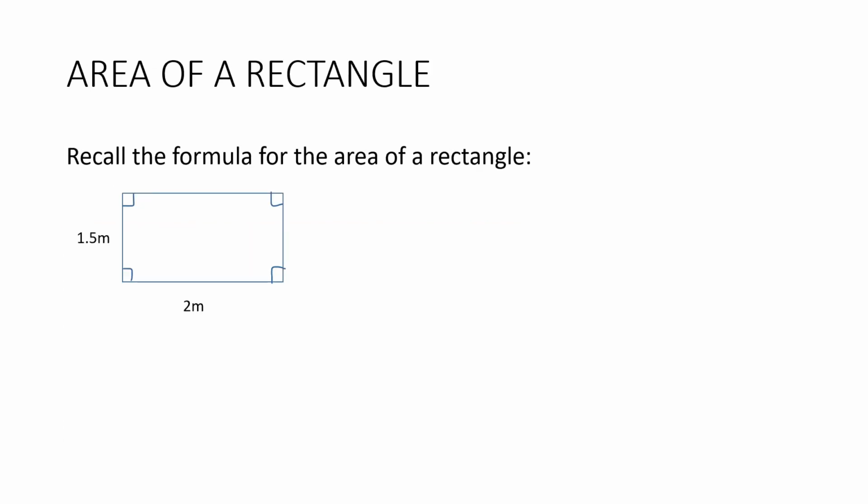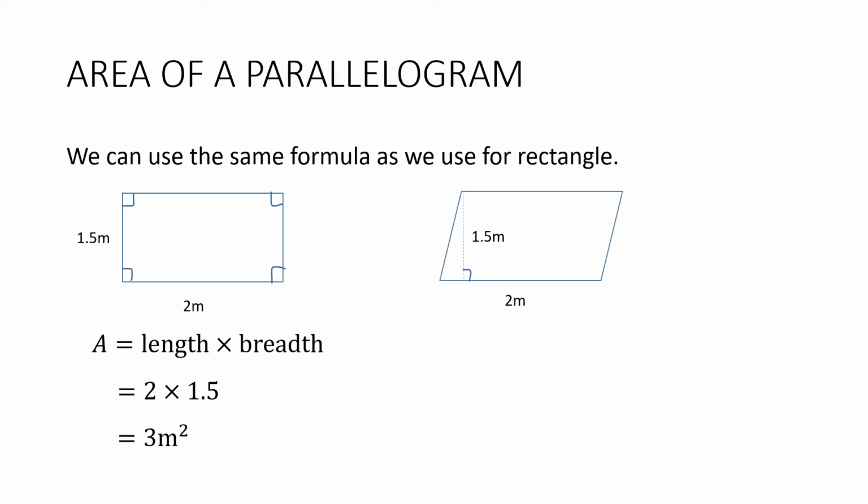All right, let's recall that the formula for the area of a rectangle is length times breadth. So in this case, it's going to be 2 times 1.5, which is 3 meters squared. So to find the area of a parallelogram, we can use the same formula. It's going to look a little bit different. Instead of saying length times breadth, we're going to use base times height, like we did with the triangles. That's mostly because of the perpendicular height, but they are exactly the same measurement.